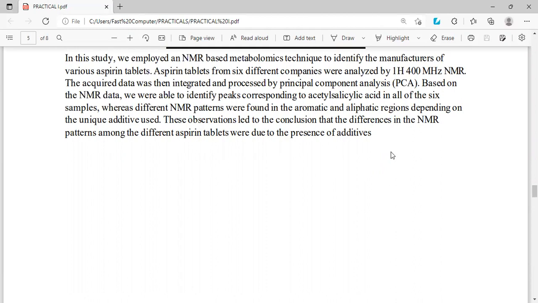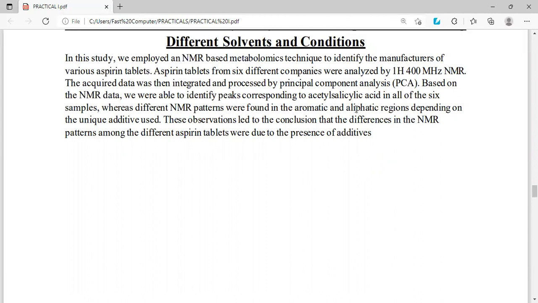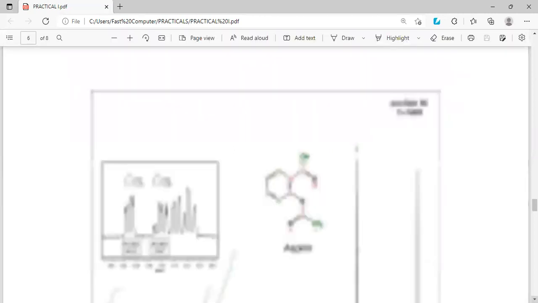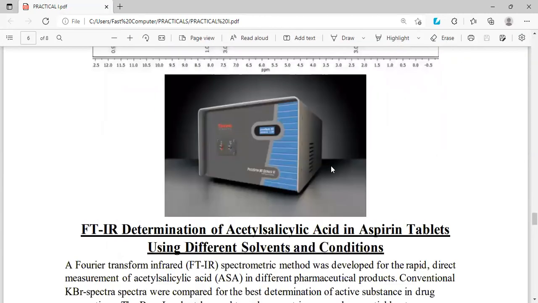Based on the NMR data, we were able to identify peaks corresponding to ASA in all of the 6 samples, whereas different NMR patterns were found in the aromatic and aliphatic regions depending on the unique additive group. These observations led to the conclusion of the presence of additives. This is the spectrum of ASA used in NMR to find ASA.